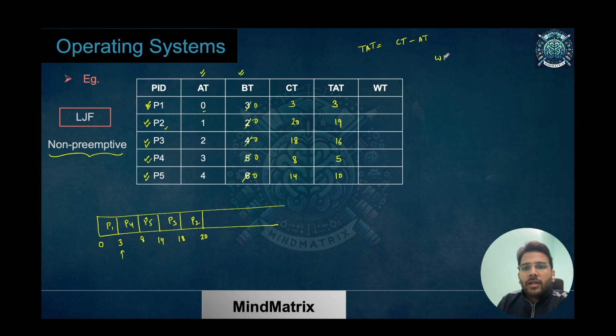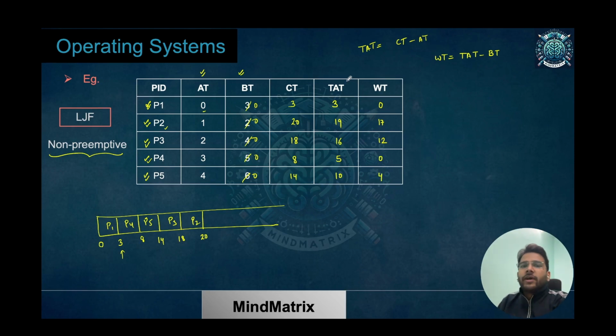What about waiting time? We know waiting time is nothing but turnaround time minus initial burst time. So this is going to be the waiting time, right? We have seen all these formulas in the previous lecture as well. So waiting time, we can find it out. 3 minus 3 is going to be 0. 19 minus 2 is going to be 17. 16 minus 4 is going to be 12. 5 minus 5 is 0. 10 minus 6 is 4.